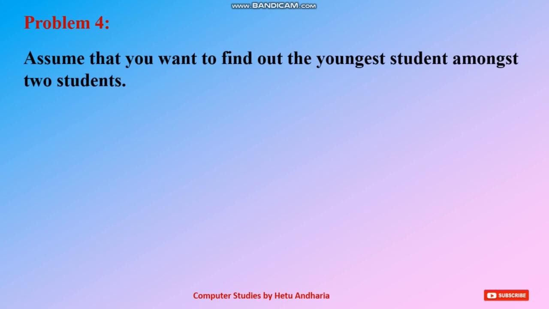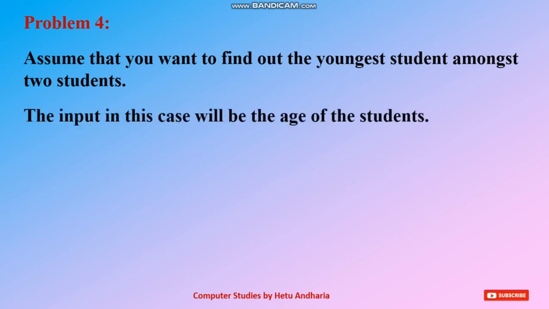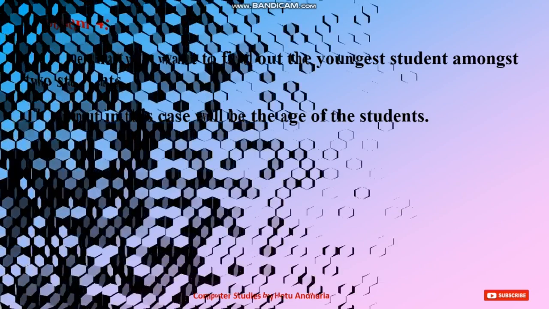Assume that you want to find out the youngest student among 2 students. There are 2 students, and from them you want to find out whose age is less. Then the input in this case will be the age of the students, right? You will have to ask the students to enter their age. So how shall we draw the flow chart of this?